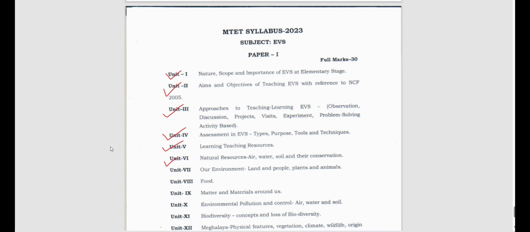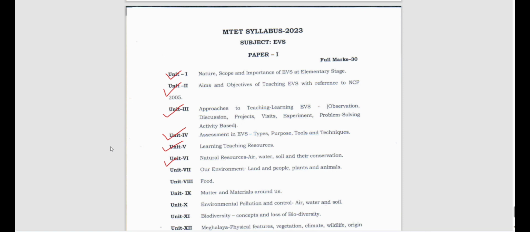So let us see. Air. We have air, we know what is air. Air is a mixture of different types of gases, right? What comes under air? Oxygen, carbon dioxide, nitrogen, sulfur dioxide, carbon monoxide, nitrogen, hydrogen. All these are the gases, right? All these gases combined together form the air, right?